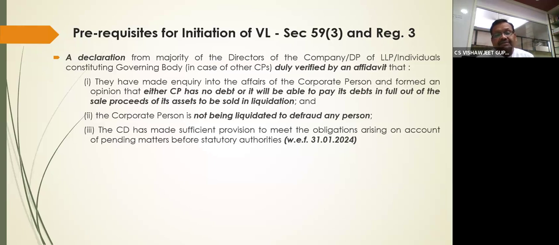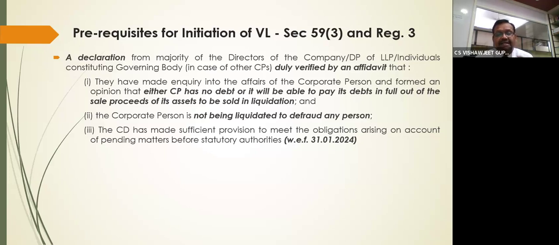So they have to give this declaration with an affidavit that the CP has no debt or the CP will be able to pay its debt in full. The corporate person is not being liquidated to defraud any person. This must also be written in the declaration. And the third one, which has been included in the provisions with effect from 31st January 2024, is that the CD has made sufficient provision to meet the obligations arising on account of pending matters before statutory authorities.